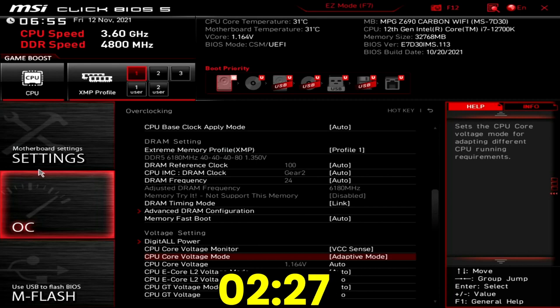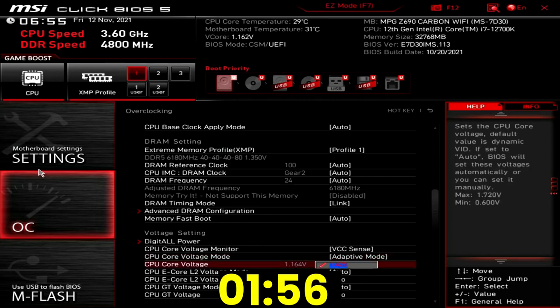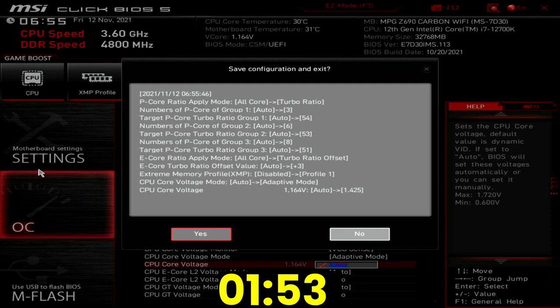The adaptive voltage configured is mapped against the OC ratio, which is the highest configured CPU ratio. In this case, the OC ratio is 54x. The voltages up to 50x are predetermined by Intel's factory-fused voltage frequency curve. For ratios between 50x and 54x, the voltages are interpolated between our manual adaptive voltage set for 54x and the Intel factory-fused voltage for 50x. Set CPU core voltage to 1.425, then save and exit the BIOS.